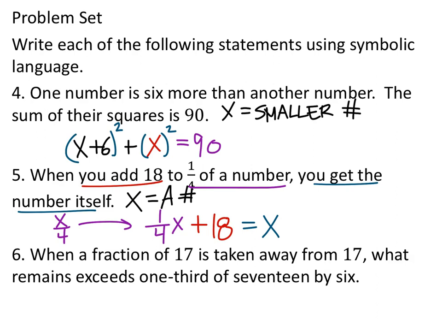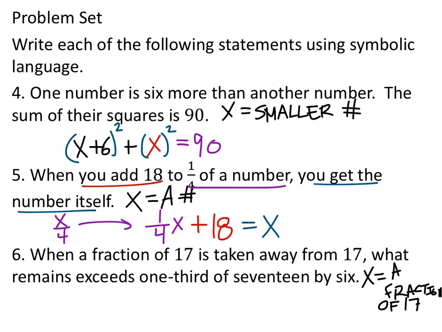So a fraction of 17 is taken away from 17. What remains exceeds 1/3 of 17 by 6. What we don't know here is apparently the fraction. It looks like it's a fraction of 17, specifically. So we have to find our x. It's a fraction of 17.